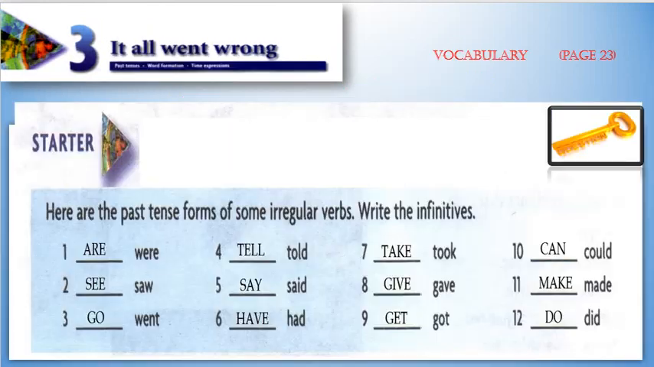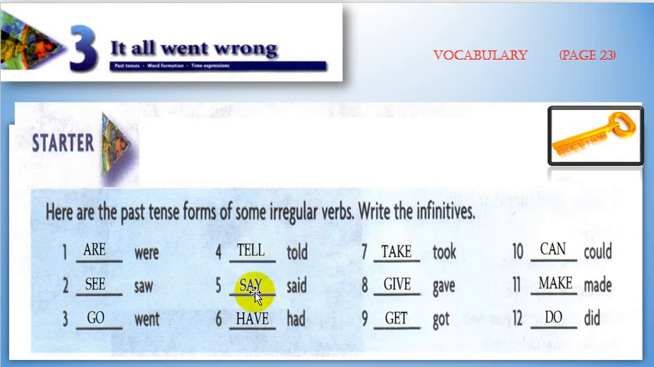Now, let's come to a key exercise on page 23. We also said that the key exercise is an important exercise. Here are the past tense forms of some irregular verbs. Write the infinitives. You might have something like this question in the exam. And it's simple, and you should memorize these verbs by heart. Were, the infinitive is are. Saw, see. Went, go. Told, tell.